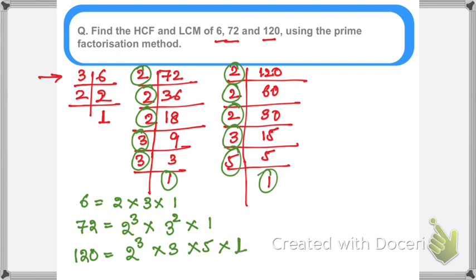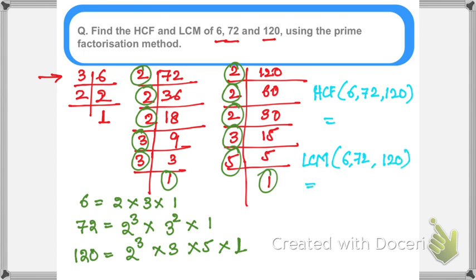Okay. So first we need to find out the HCF of these 3 numbers. So the HCF of 6, 72 and 120 we need to find out, and we also need to find out the LCM of 6, 72 and 120. Okay, so the HCF of all these numbers will be equal to, see what are the things that you can take out in common.